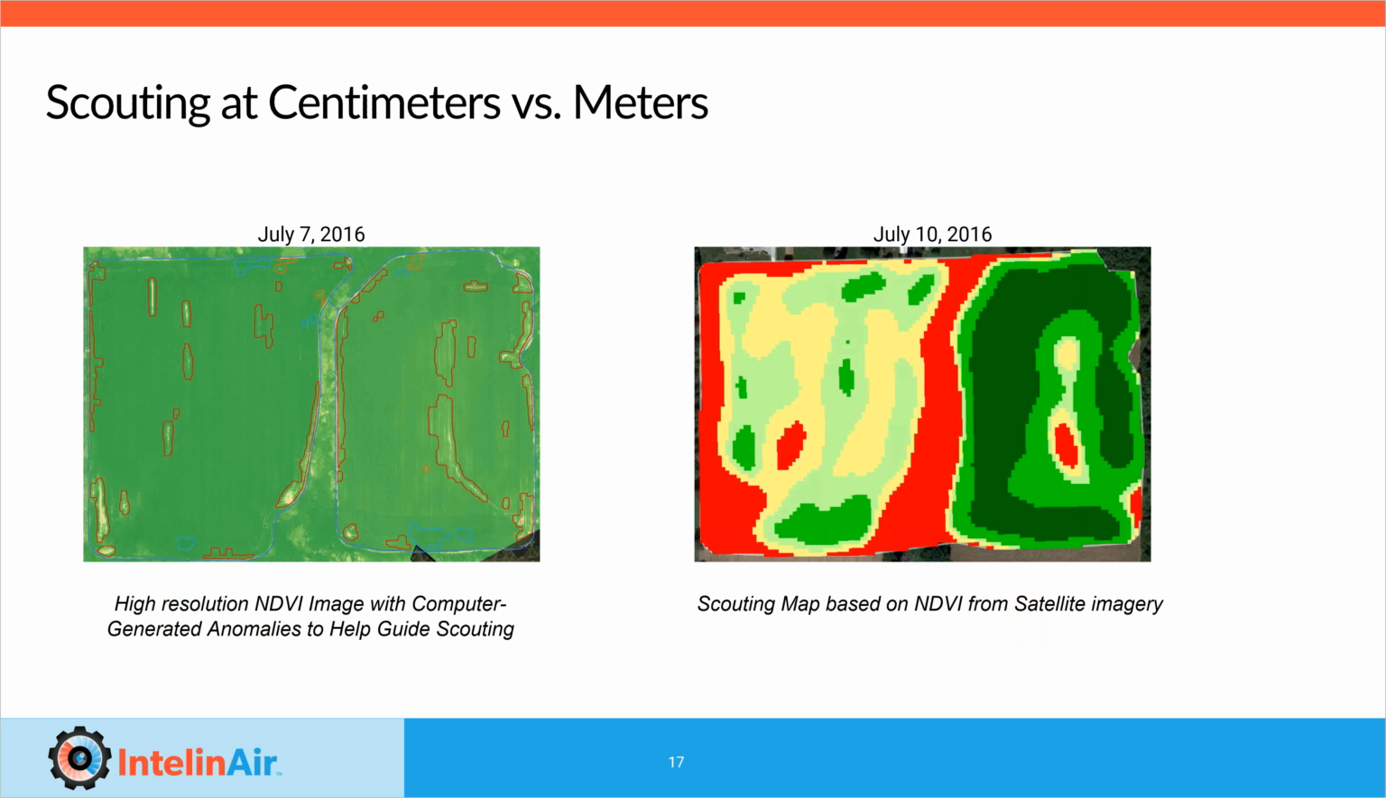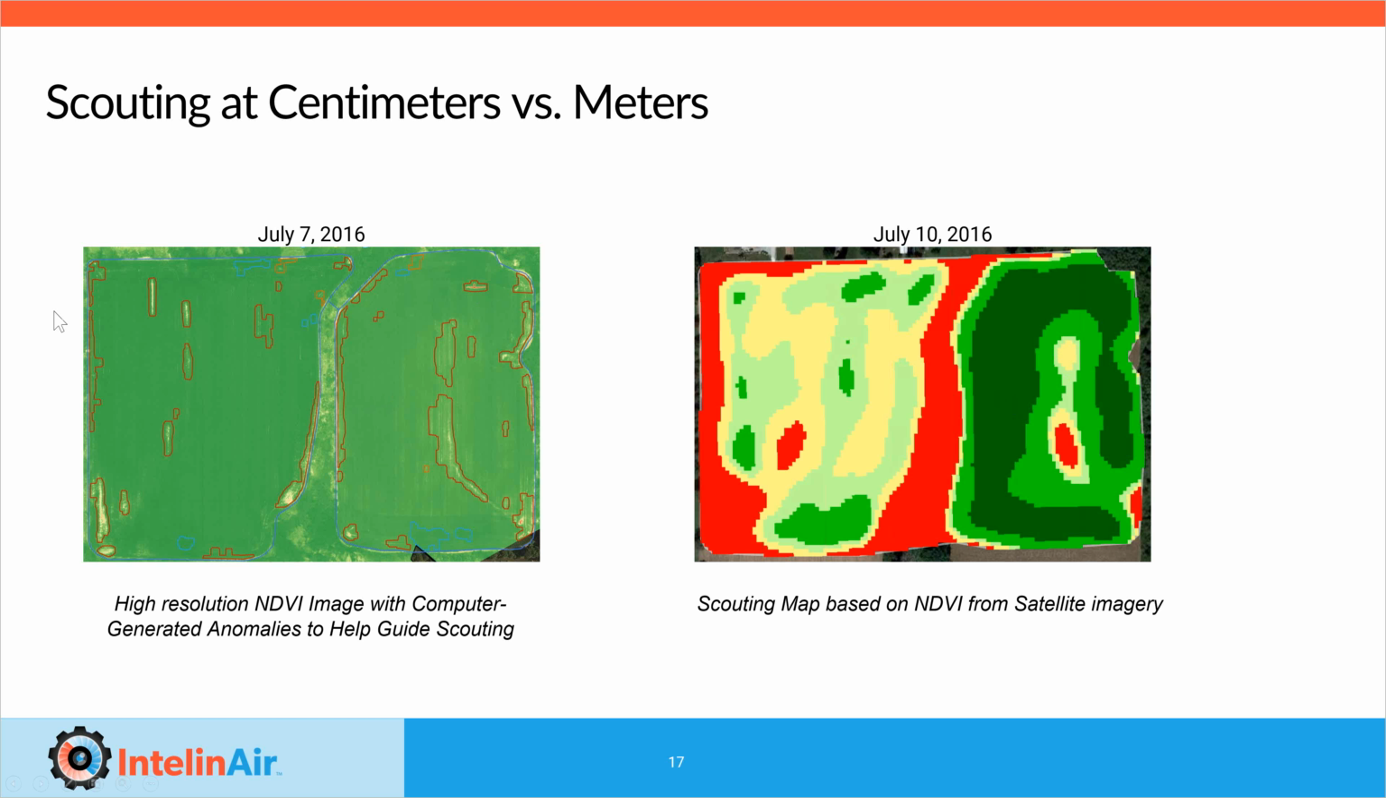And then you combine that with the high resolution, due to the better sensors, and you get much more pinpoint scouting and pinpoint identification of problems. In this case, you see a satellite image, and you see an image at 10 centimeters per pixel, and you'll notice a couple things. There are some issues on the high resolution image, for example this planter error, that don't even show up on the satellite image.